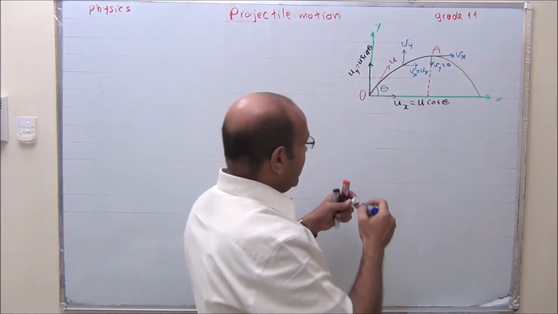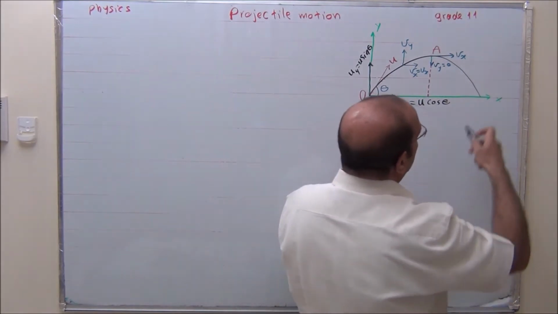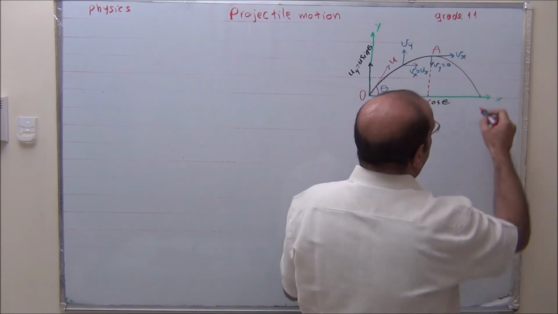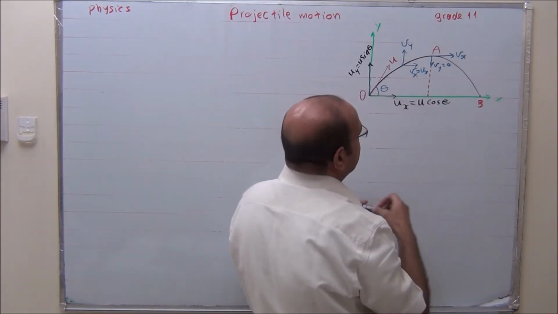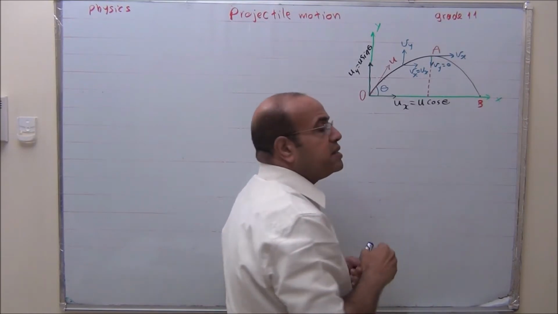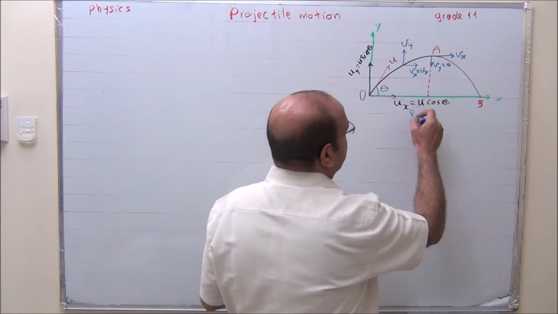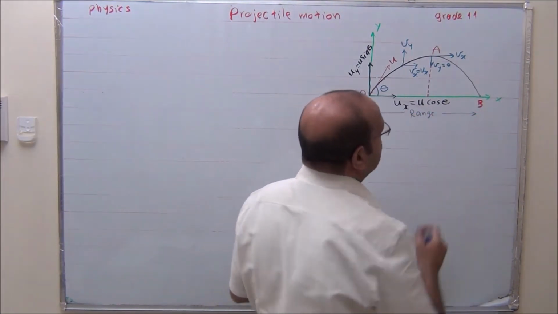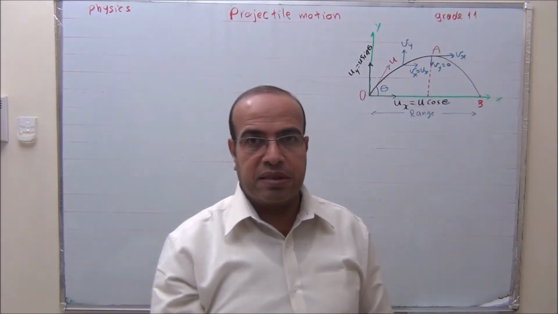And then we also have the distance from O to this point, denoted by B, for example. So this part represents the range. The range is the maximum horizontal distance. So we have the maximum height and the maximum horizontal distance.